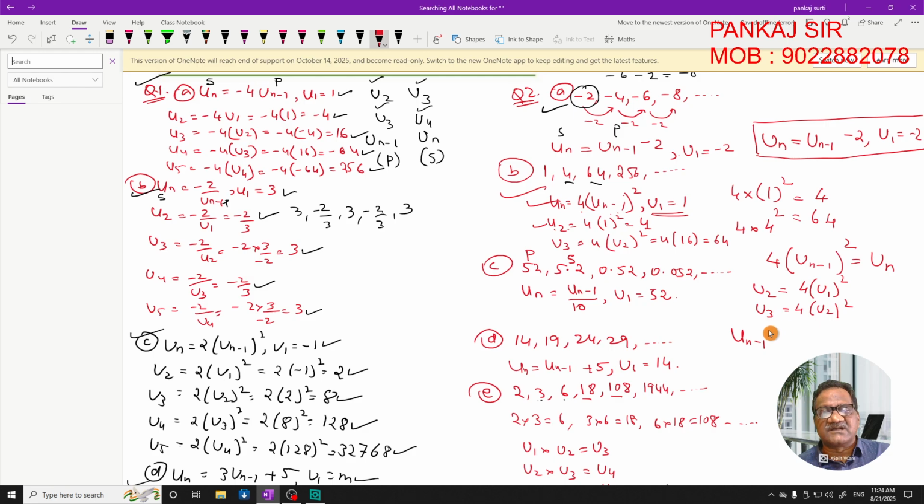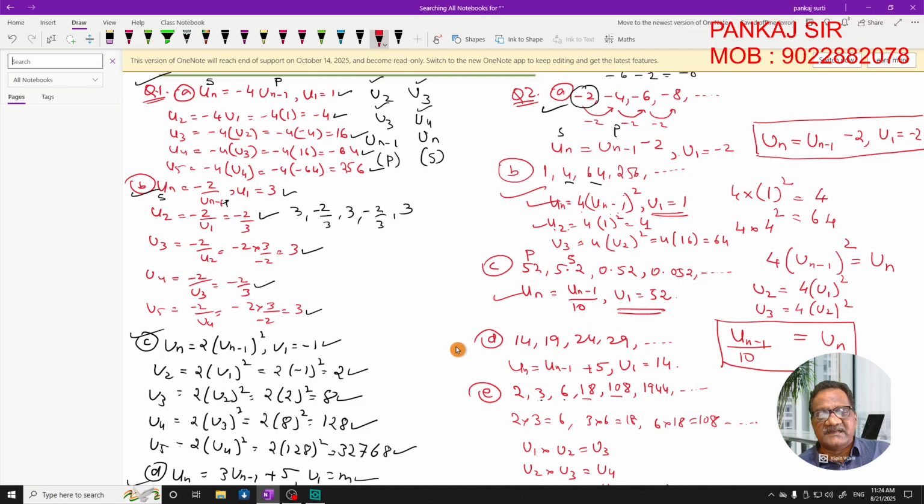So how do you get the successive term? You get it by dividing the previous term by 10. This is your general term: un is equal to un minus 1 divided by 10. Always mention the first term.